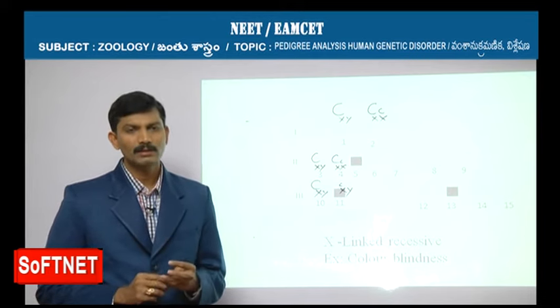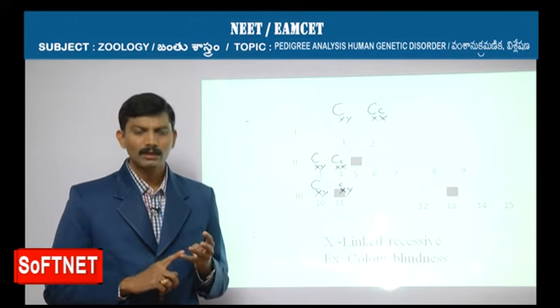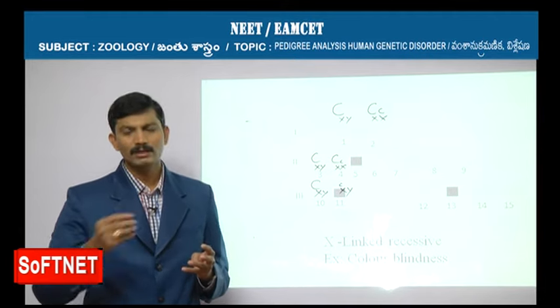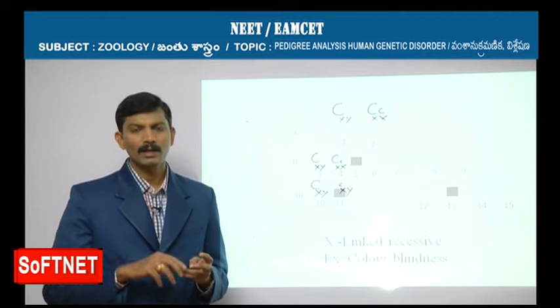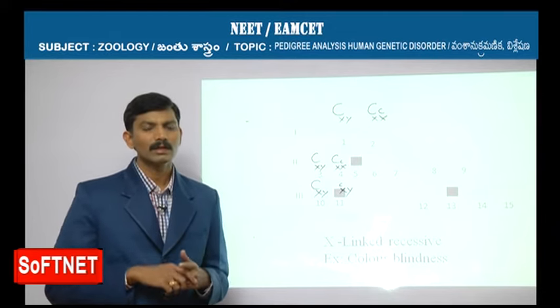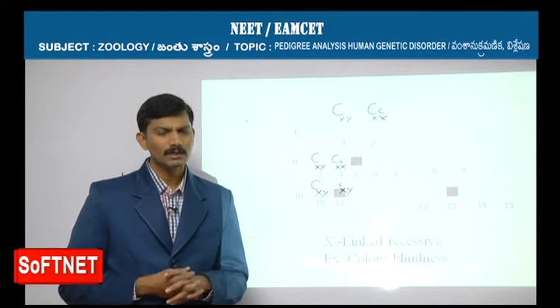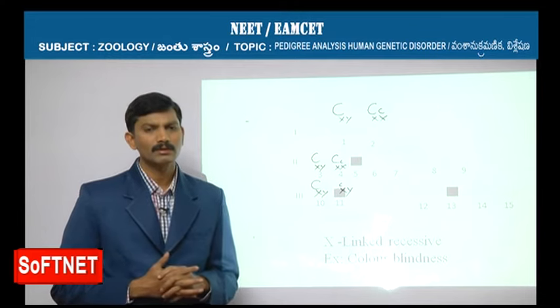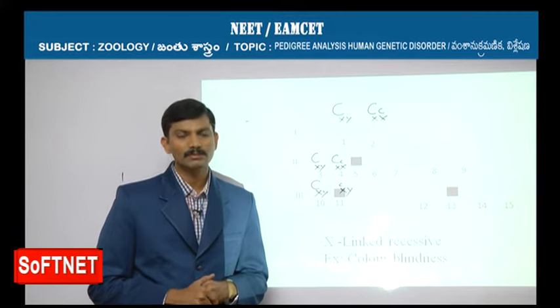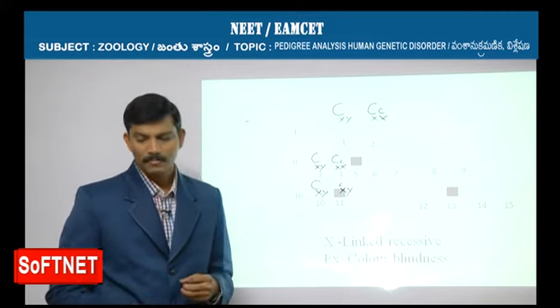And like this, you have autosomal dominant. In that autosomal dominant, you have to see whether it is homozygous or heterozygous. And again, in X-linked, whether it is X-linked dominant or X-linked recessive. Then there is Y-linked. So with the help of these five statements, it is easy for us to estimate or predict the genotypes of the given pedigree chart.